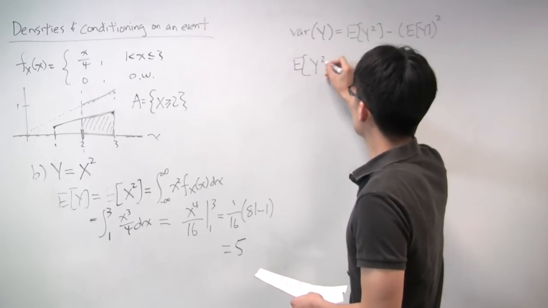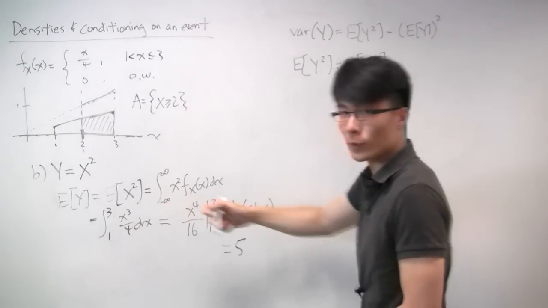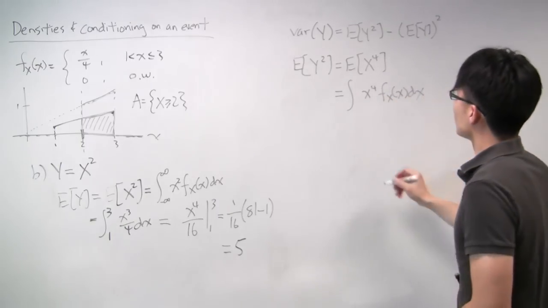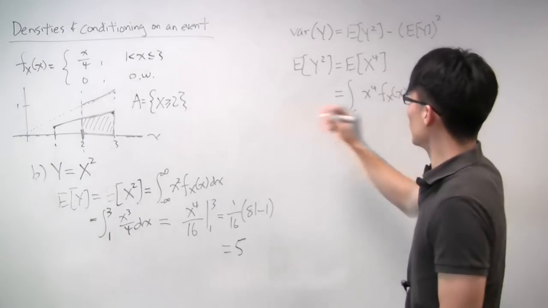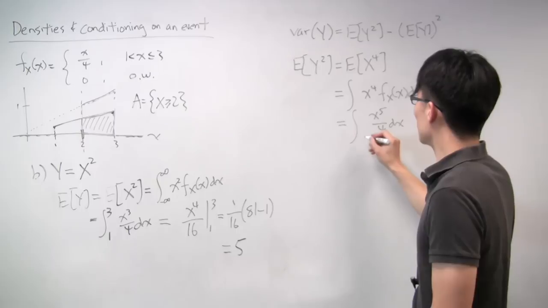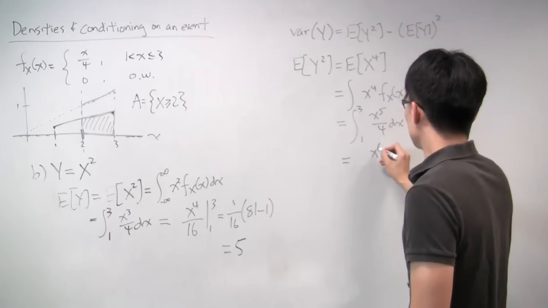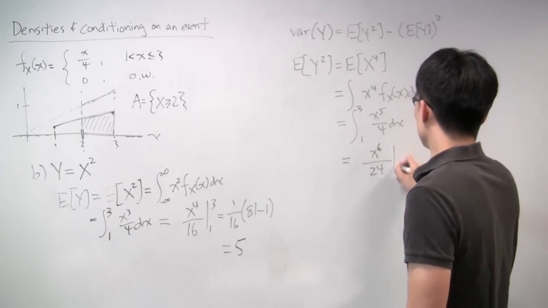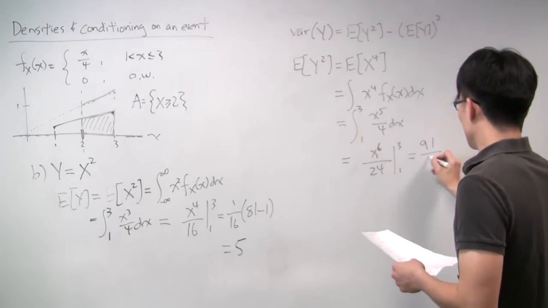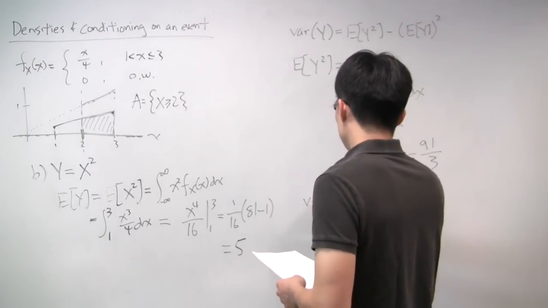Right? So expectation of y squared is just expectation of x to the 4th. And now we can use the exact same sort of formula to calculate what that is. So we integrate x to the 4th times the density of x. We plug that in. The density of x is x over 4, so this becomes x to the 5th over 4. And then, again, the limits we need to be careful of go from 1 to 3. So when we do out this integral, we get x to the 6th over 24 from 1 to 3, which equals 91 over 3.